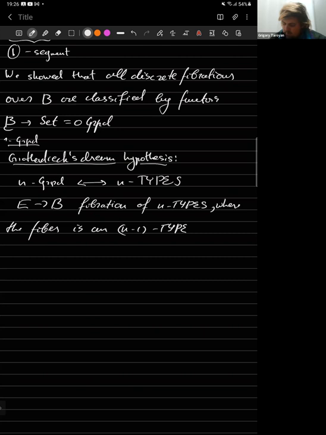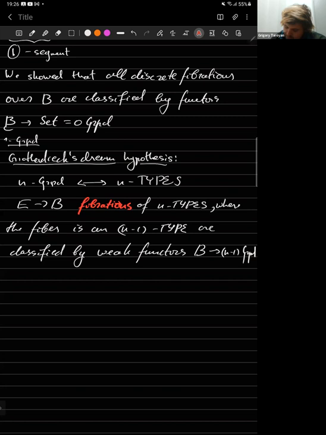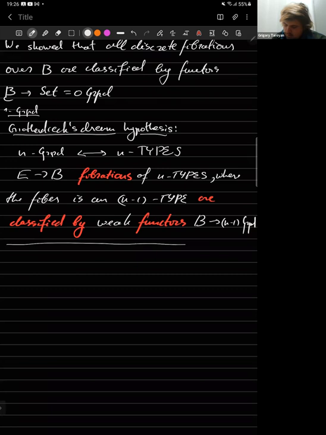So these fibrations are classified by weak functors from B to n minus one groupoids. So we had n equal to one and zero groupoids or just sets above. And so that's an immediate generalization. So fibrations are classified. Okay, so that was one thing we did last time.